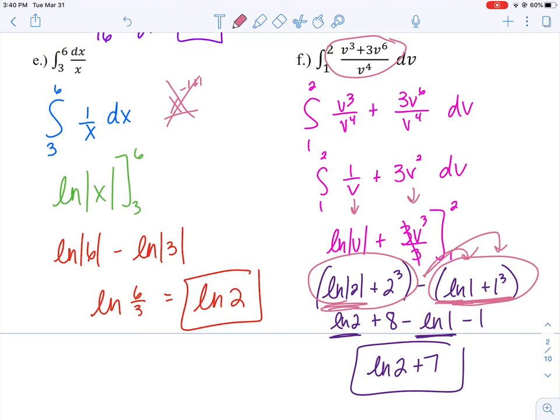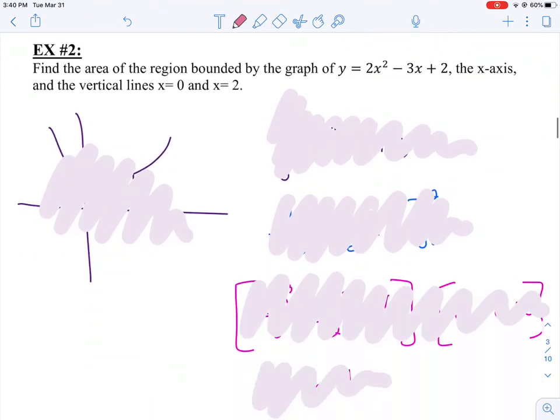All right, let's do example number 2 also in this video. And then the last thing we'll talk about in this unit is the second part to our fundamental theorem of calculus. But here's example number 2. It asks us to find the area of the region bounded by the graph of y equals 2x squared minus 3x plus 2, the x-axis, and the vertical lines x equals 0 and x equals 2.